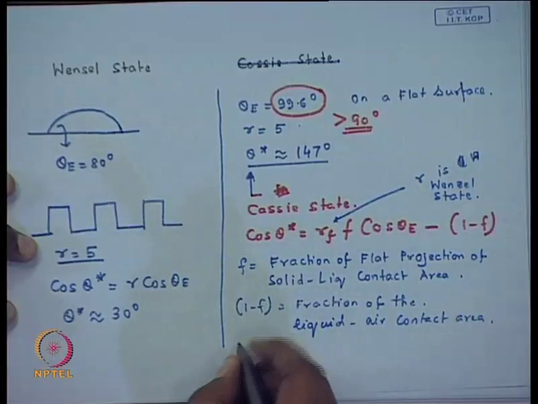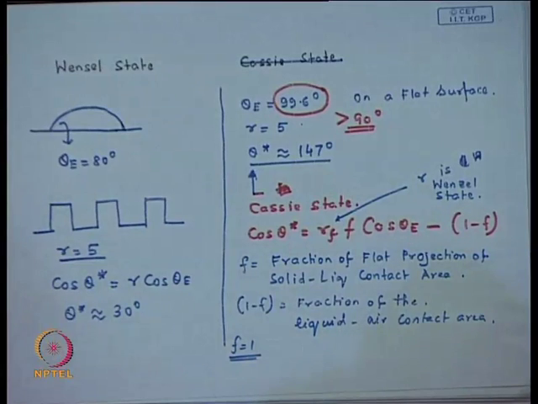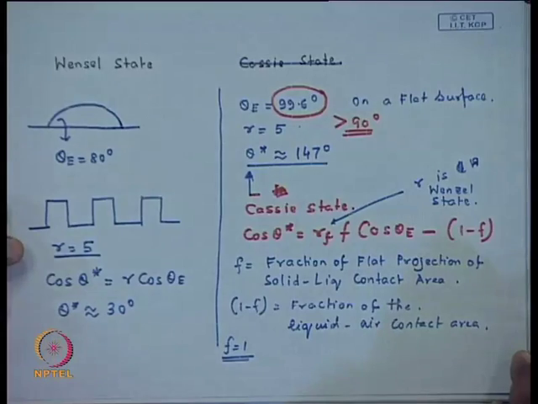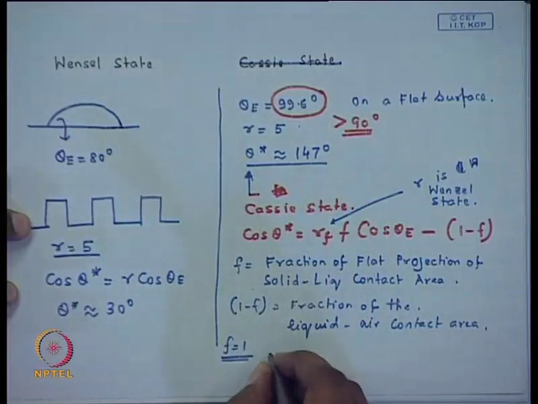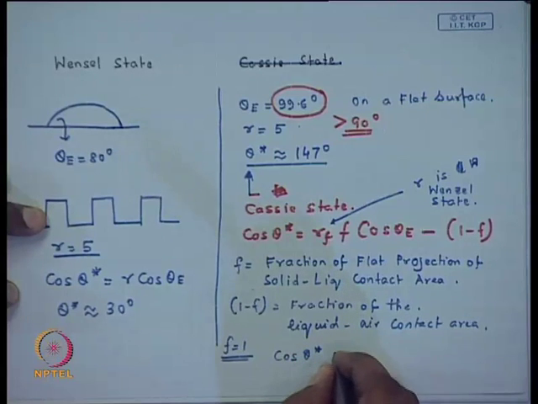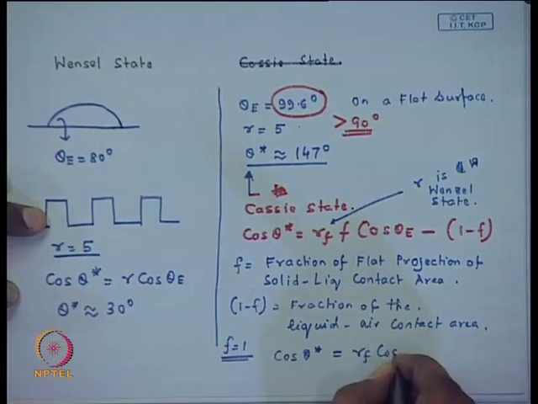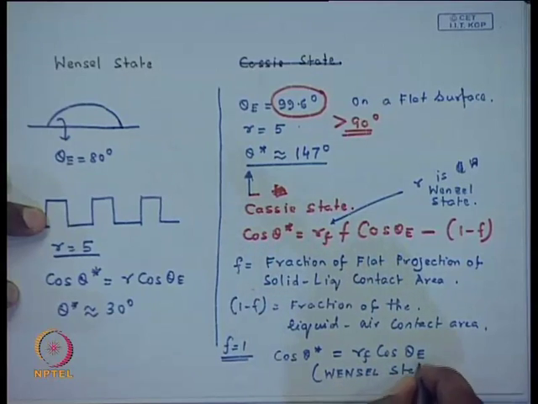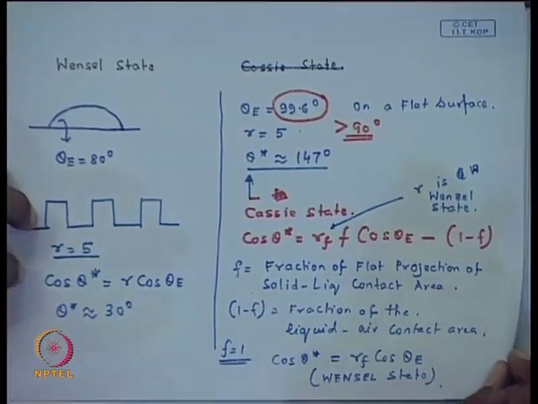Now, you can see in case f is equal to 1, that is there is no air entrapped, or the fraction of flat projection of the solid-liquid contact area is equal to 1, which means 1 minus f is equal to 0. Therefore, this term contributes 0, and immediately you see that cos theta star reduces to Rf cos theta e, which is nothing but, I guess you understand by now, the Wenzel state.